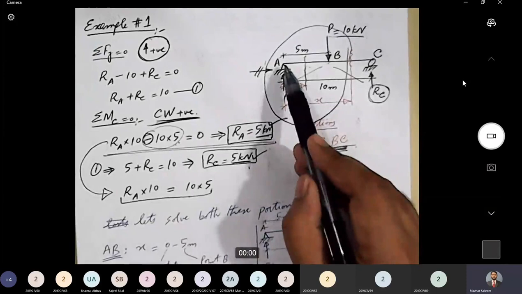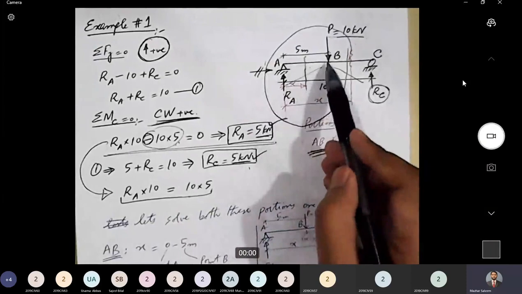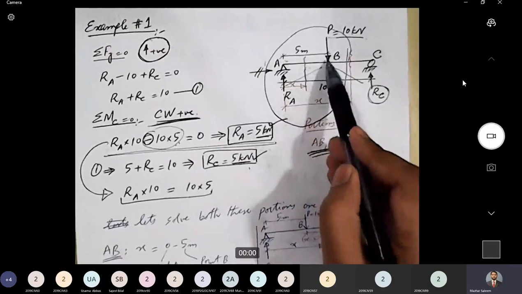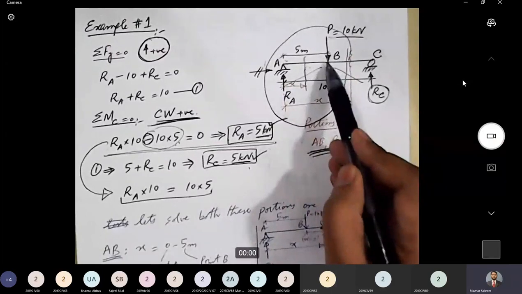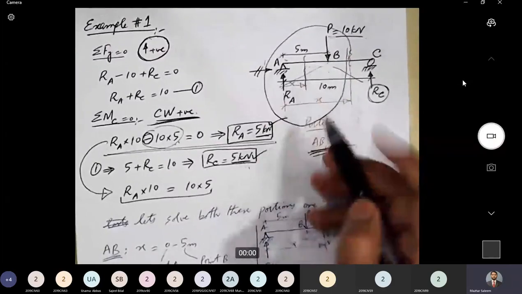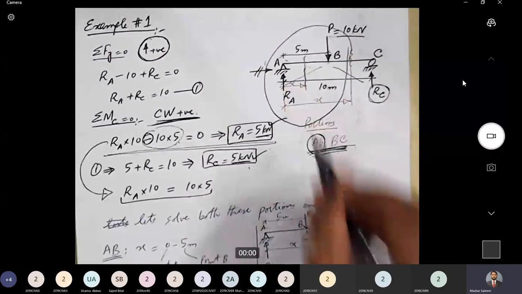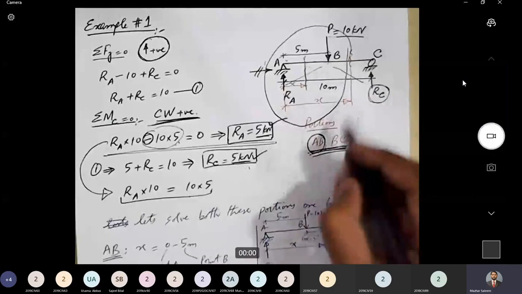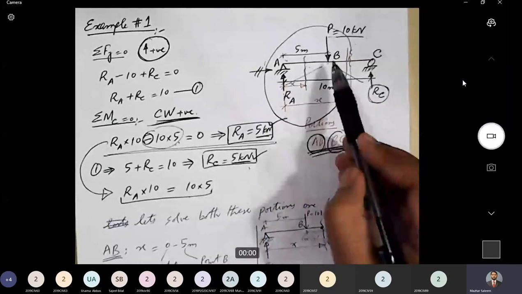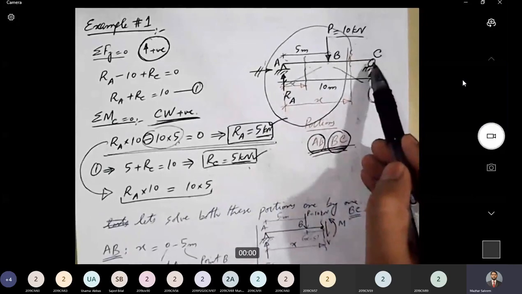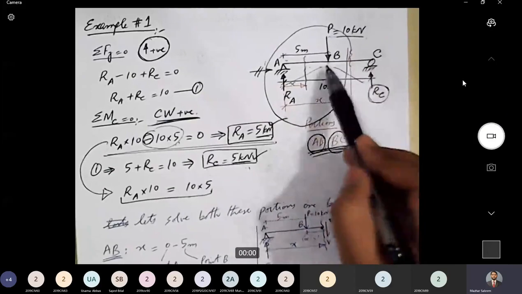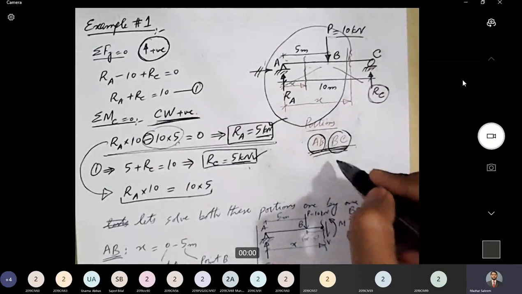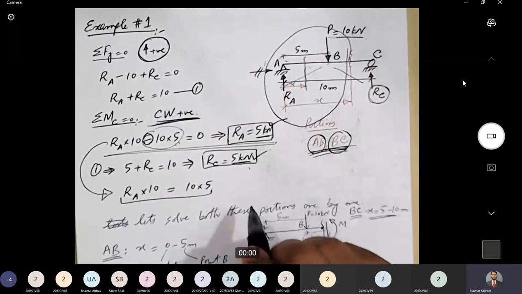So if we start from point A and move towards point B, we do not observe any change until we reach point B. At point B, we have a point load. So this part AB can be considered as one portion. Then if we move further from B to C, we see that there is no change from B to C until we reach point C. So this part BC can be considered as another portion. So for this beam in total, we will be considering two portions, AB and BC.